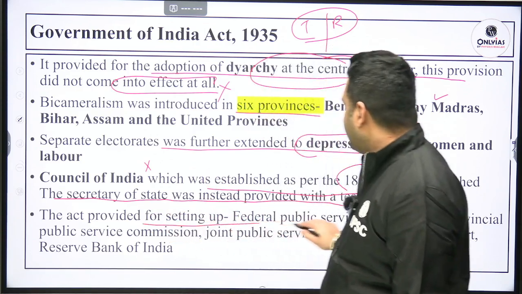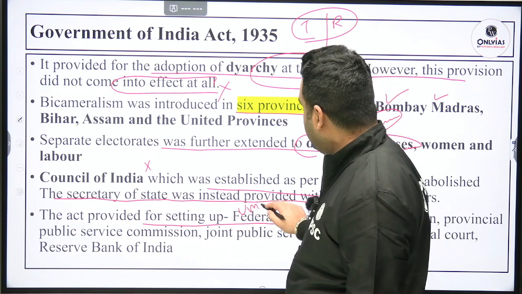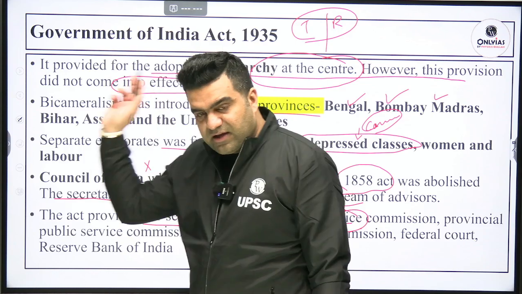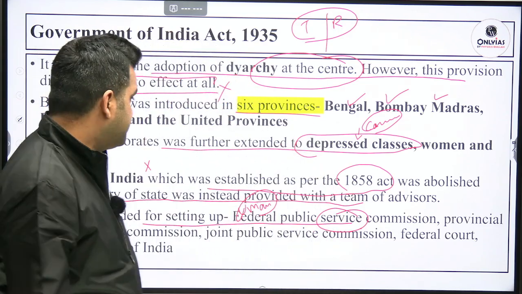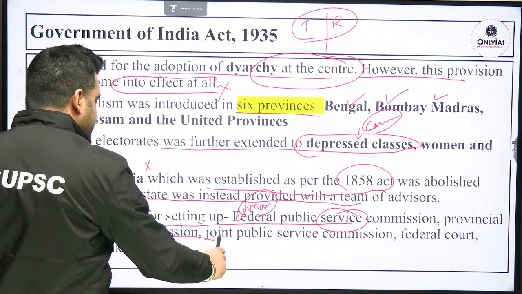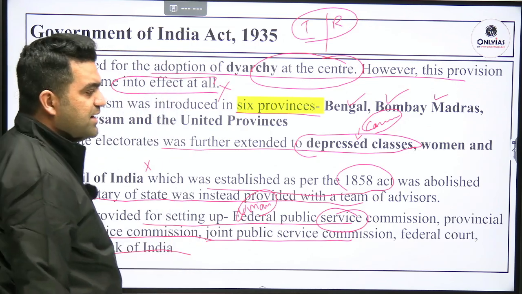The Act provided for setting up of Federal Public Service Commission. Today, we call it the Union Public Service Commission. Okay. Government of India Act 1919 set up Central Public Service Commission. Okay. Provincial Public Service Commission, Joint Public Service Commission, Federal Court, Reserve Bank of India, etc.